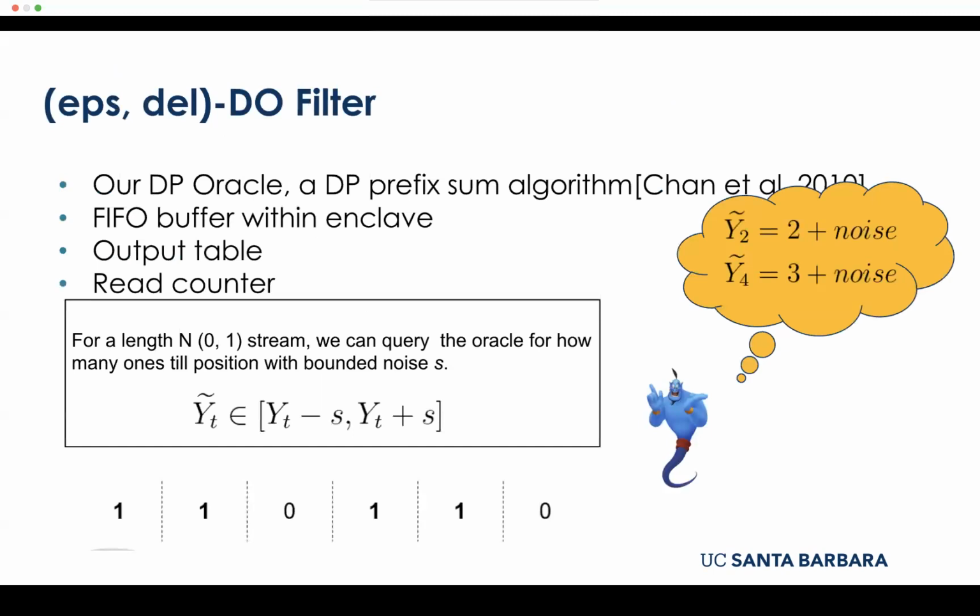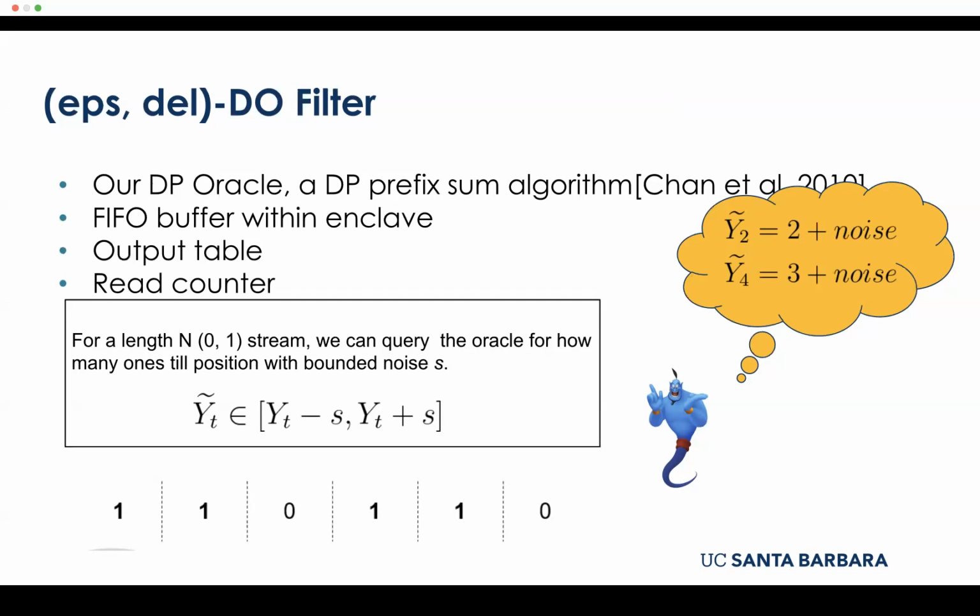For a DO operator, we want to have a differentially private oracle, which is a DP prefix sum algorithm. In the following example, for a length n string of 0s and 1s, we can query the oracle for how many ones there are until a given position, with bounded noise. Here in the example, delta y2 equals 2 plus some noise, and delta y4 equals 3 plus some noise.